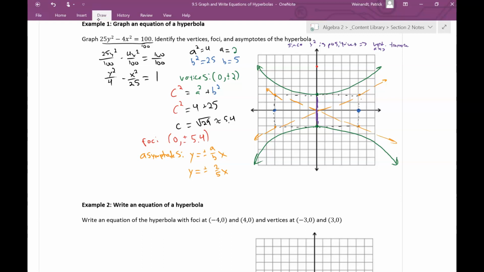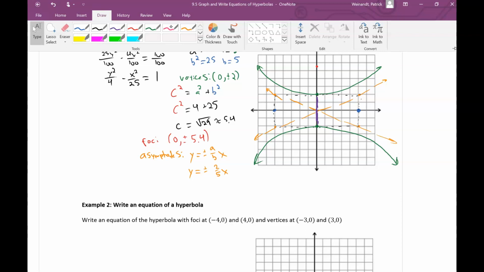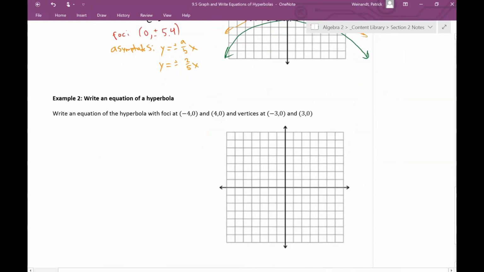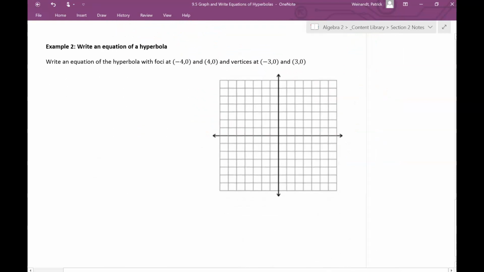Okay, and now we'll move to our last example here where we want to write the equation of a hyperbola when we have given information. We want to write an equation of a hyperbola with foci at -4, 0 and +4, 0, and vertices at -3, 0 and +3, 0. And I always like to draw a sketch. What I would encourage you to do is maybe draw a sketch, pause the video, and find whether this hyperbola is going to have a vertical transverse axis or a horizontal transverse axis. So pause the video and find that out.